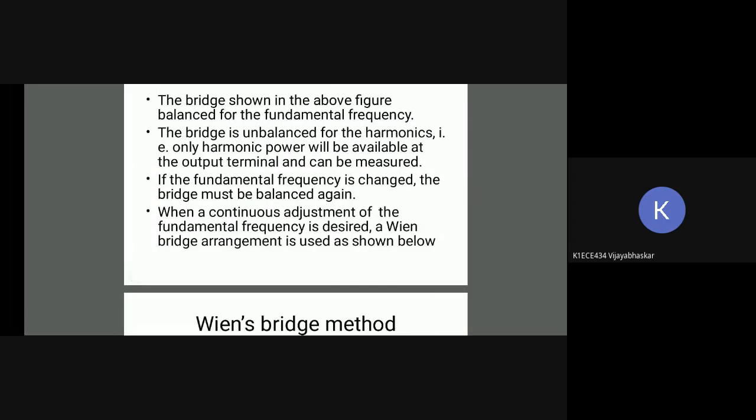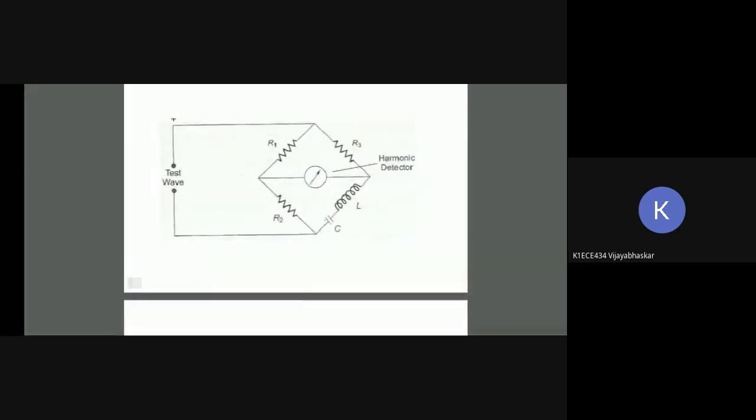The second point is that the bridge is unbalanced for the harmonics. That is, only harmonic power will be available at the output terminal and can be measured. Regarding the second point, we have to discuss it. Basically, we give some test waveform, so definitely the bridge is in a balanced condition. In which situation is the bridge unbalanced? It is when we apply a larger number of harmonics.